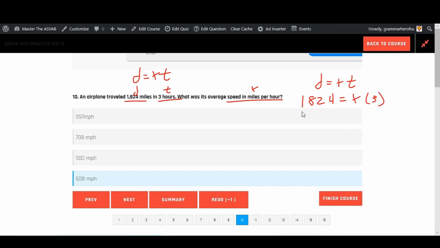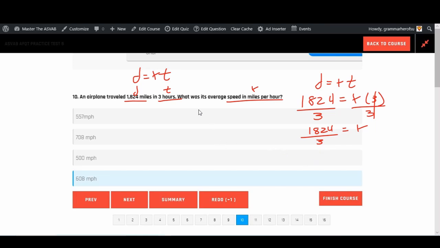So we set this up. 1824 equals rate times 3. Again, we're trying to solve for r, so the next move I'm going to make is divide both sides by 3. This leaves me with just r equals 1824 divided by 3.